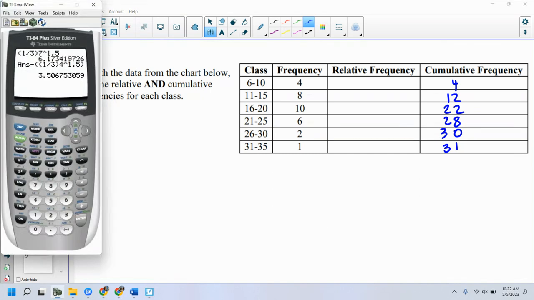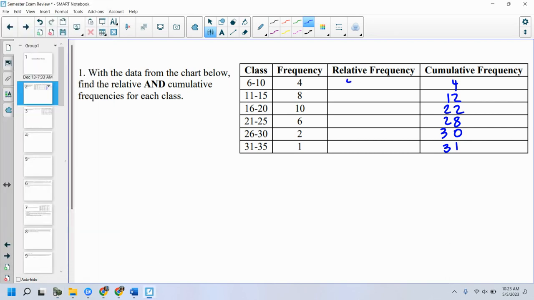So in this case, I'm going to take 4 out of 31, 8 out of 31, 10 out of 31, 6 out of 31. You can use the fraction on the test. You let us do that last time? Yeah, I guess that'd be fine. So I'll do the same thing. 4 out of 31, 8 out of 31, 10 out of 31, 6 out of 31, 2 out of 31, and 1 out of 31. Right. Relative to the total. Pretty simple, right?